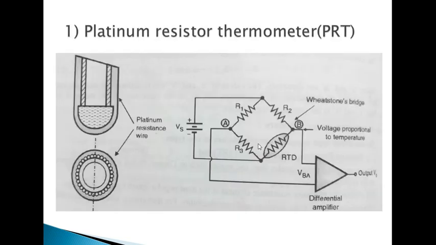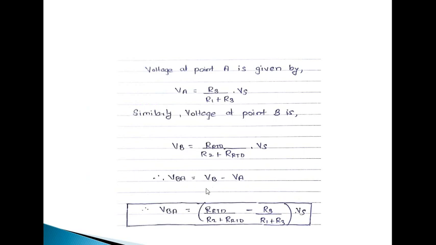So what do we mean by VBA? VBA is nothing but the voltage across these two points, meaning the voltage difference between them. So VBA will be equal to VB minus VA. Finally, VBA becomes RRTD divided by R2 plus RRTD minus R3 divided by R1 plus R3, into Vs. If you see this equation, we can say that this VBA is dependent upon what?